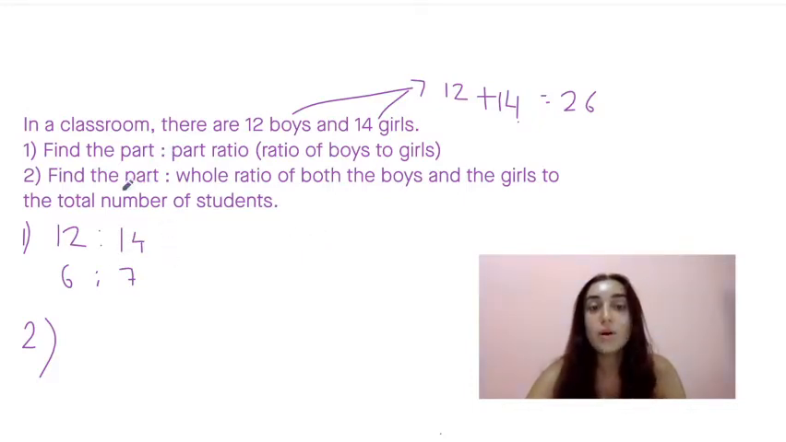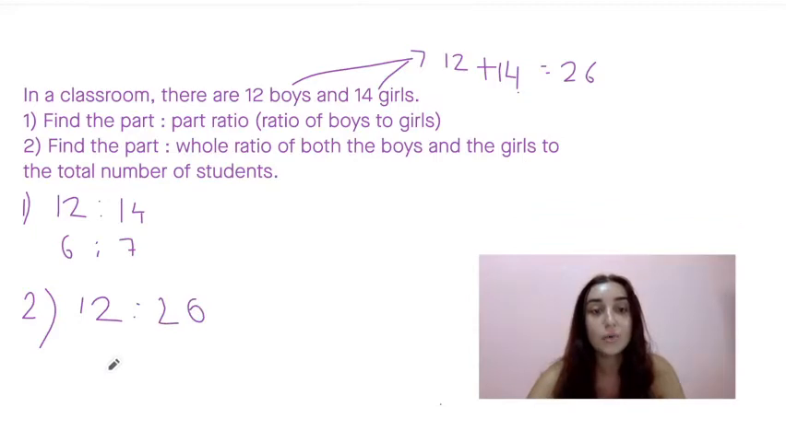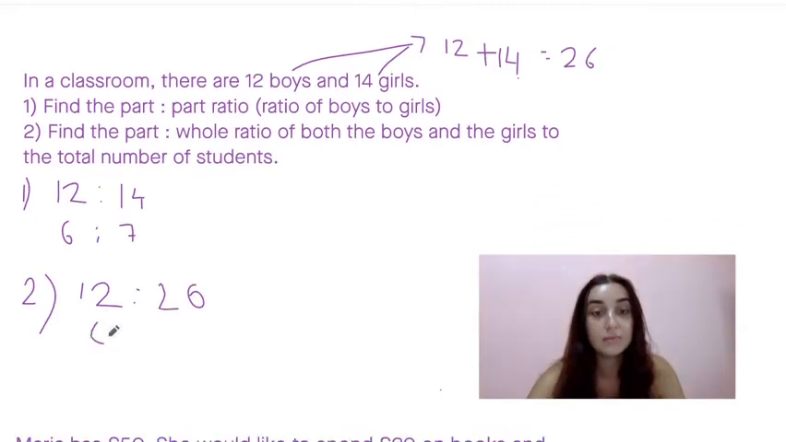So we know in terms of part for the boys, we know we have 12 boys, so 12, and we know how many students we have overall, so that'll be 26. Again, we can simplify this and it will give us 6 to 13. And that's our simplified ratio.